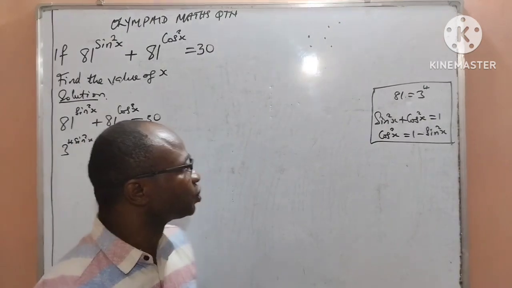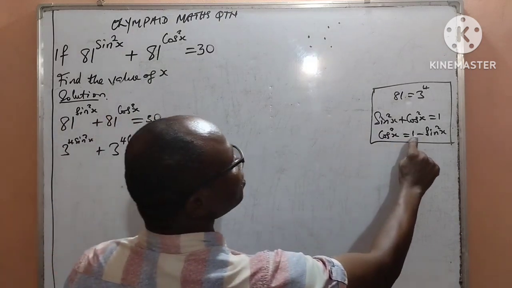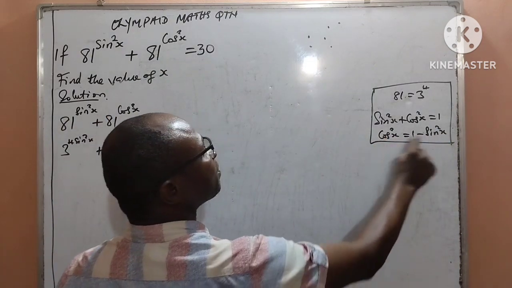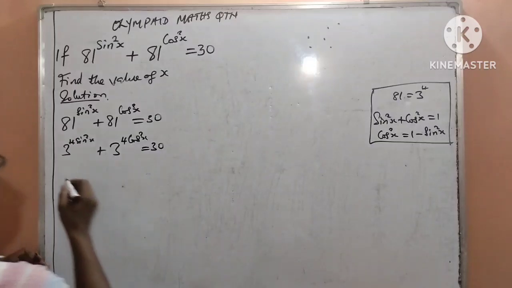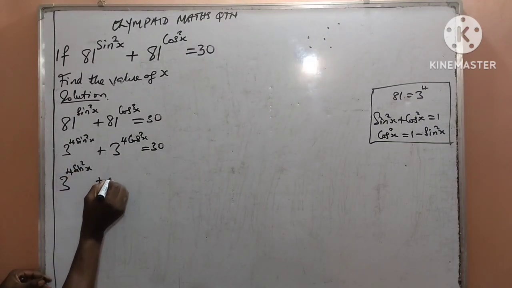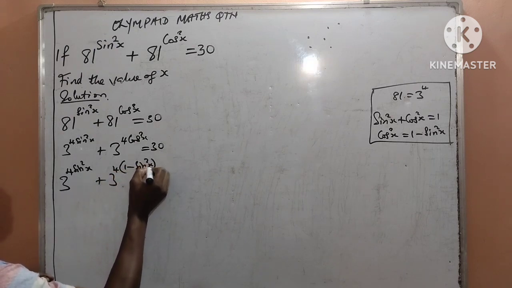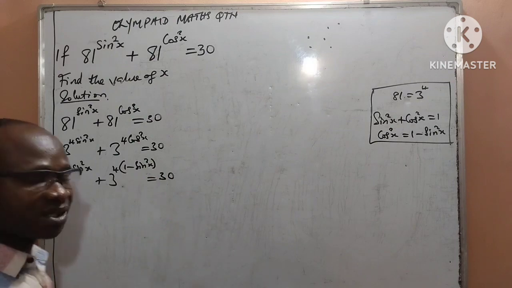Now, the next thing I want to do is to represent my cos square x as 1 minus sine square x, since both of them are equal. That will make me have 3 raised to the power 4 sine square x plus 3 raised to the power 4 into 1 minus sine square x is equal to 30.